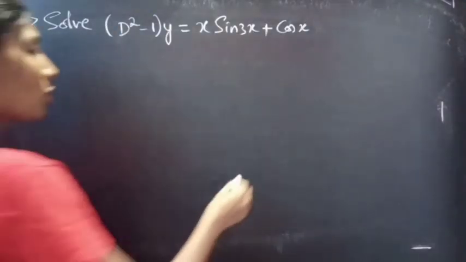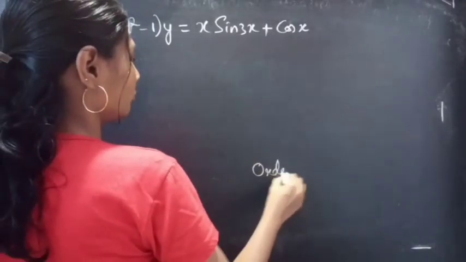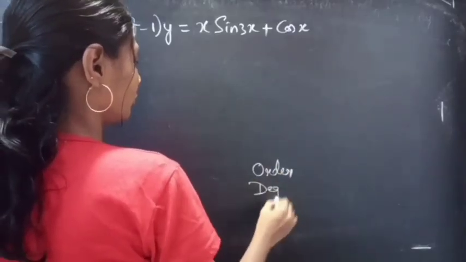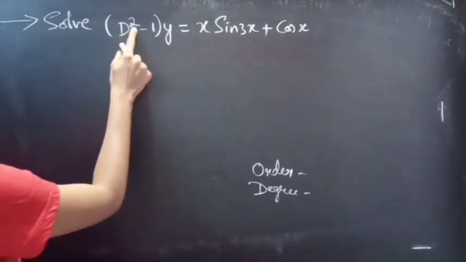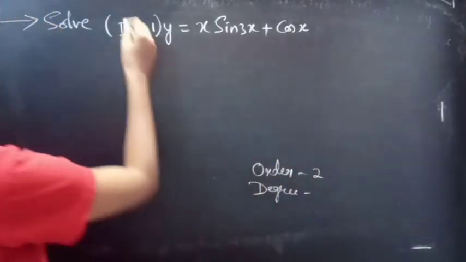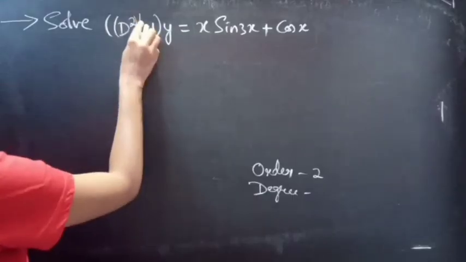So firstly, let's find the order and degree of the given differential equation. Identify the highest derivative here. D square is the highest derivative, so our order will be 2. And the highest power of the highest derivative, the degree, is 1.